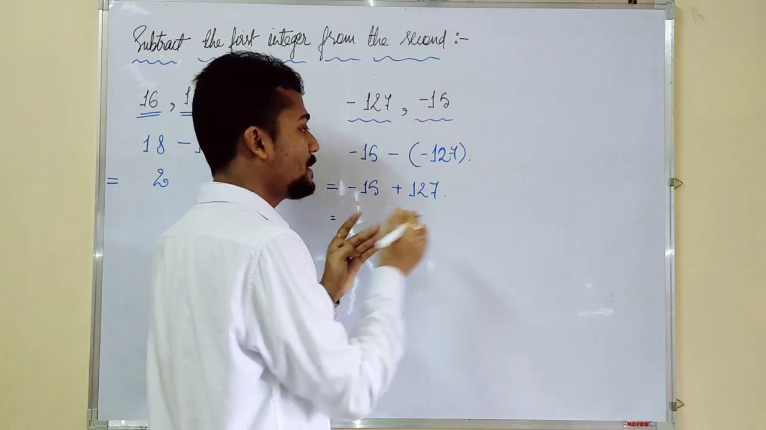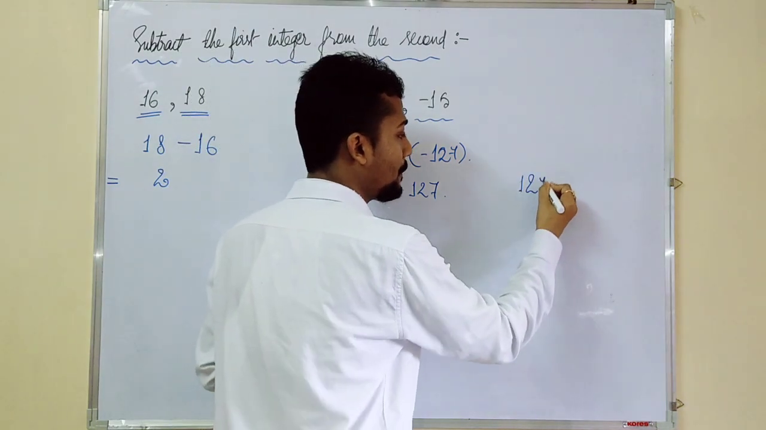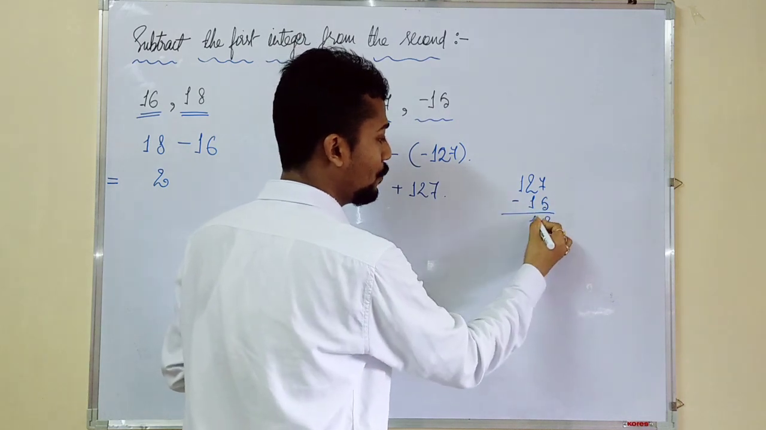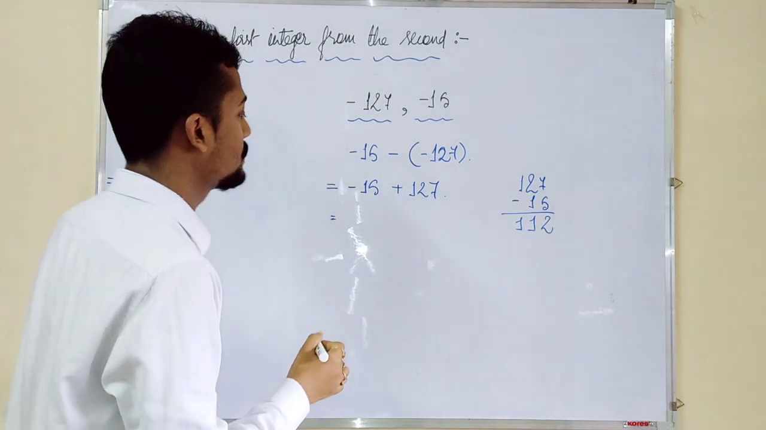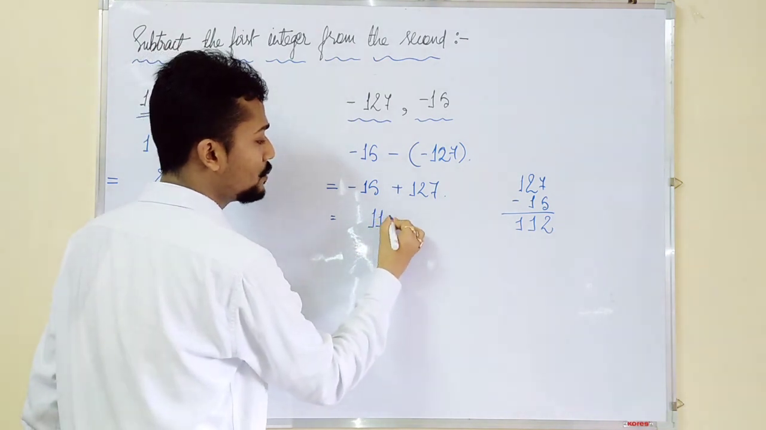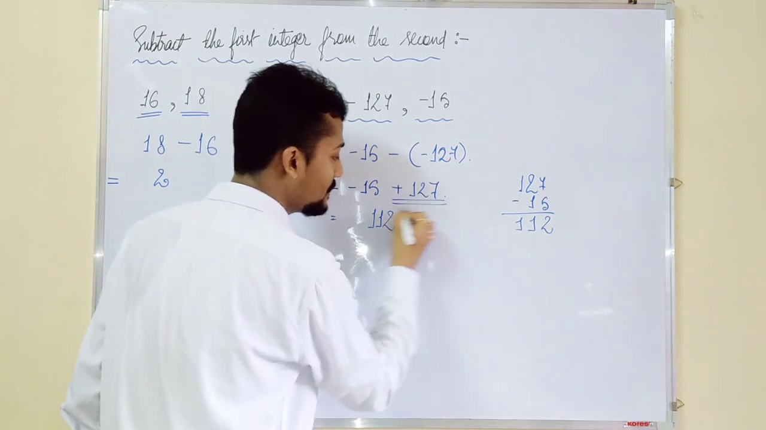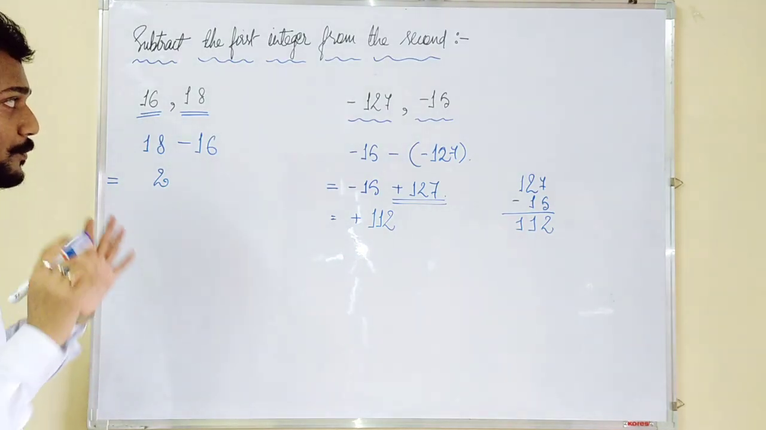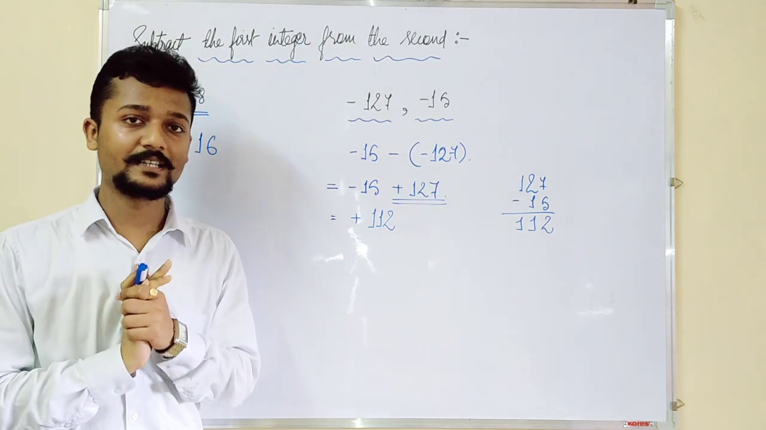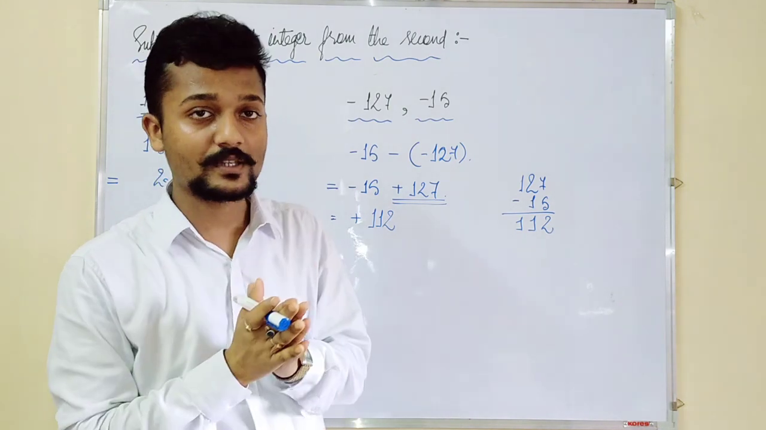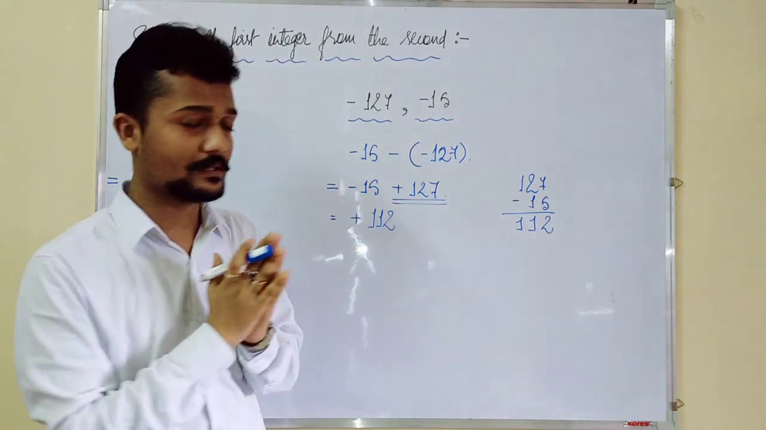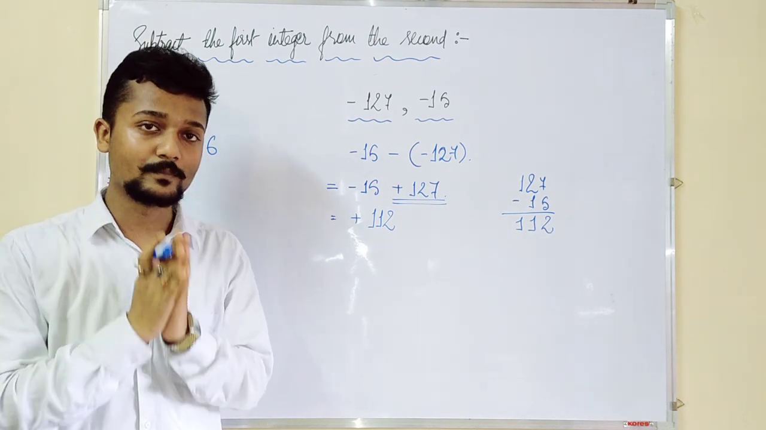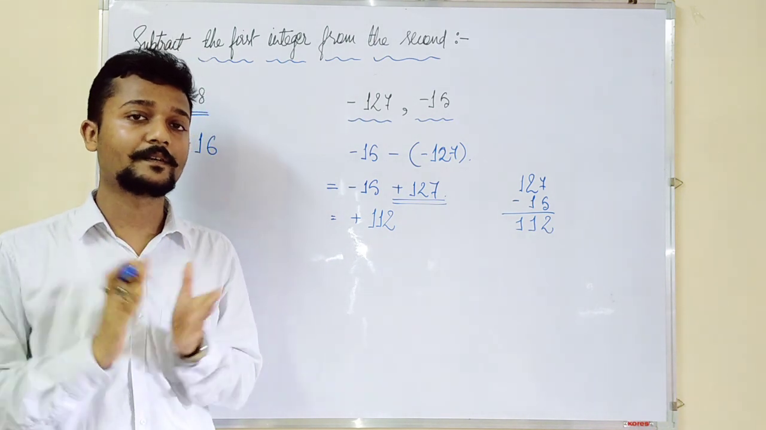So 127 minus 15, 5, 6, 7, 2, 1, 1. So it will be 112. Since this is greater, here it will be plus. Hope you have understood subtraction of integers. I am giving you simple questions to do, or I am doing simple questions. Why? For this level, understanding is more important than doing difficult questions.